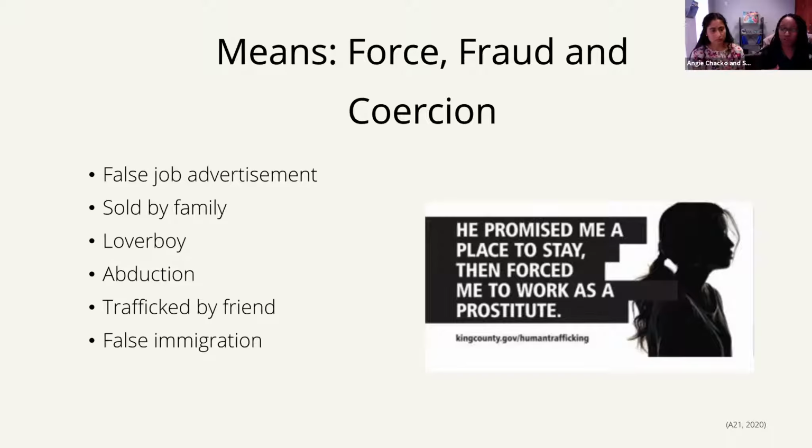Abduction is also a means of bringing a victim into human trafficking, though it's not as common. They also can be trafficked by a friend, and they also are offered the opportunity of false immigration. So as this picture says, "He promised me a place to stay, then forced me to work as a prostitute." Very common thing that we'll hear among our patients. There was some means of fraud that was involved.